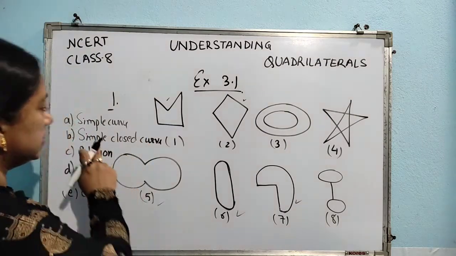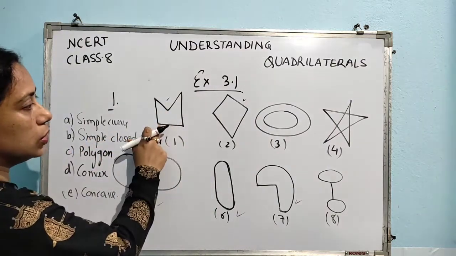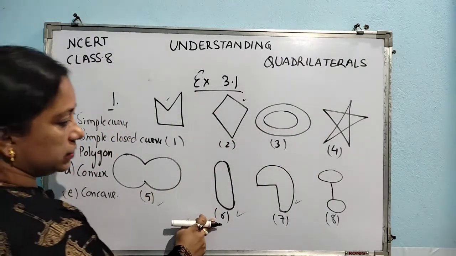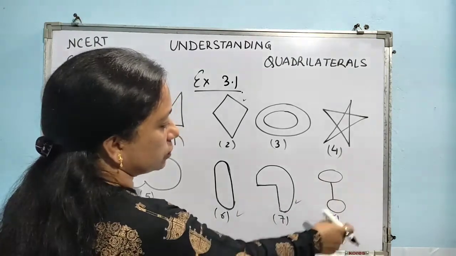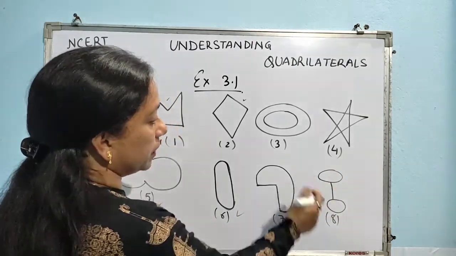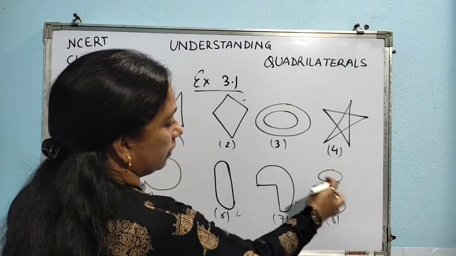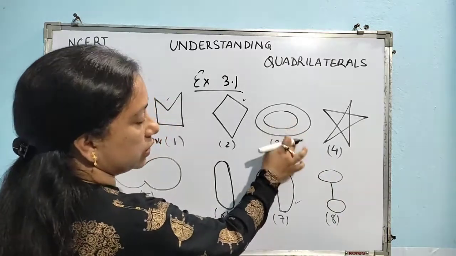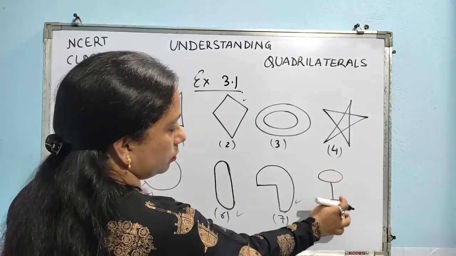It has to be simple as well as closed. So this is simple, it is closed also; it is simple, closed; it is also simple but closed; it is also simple but closed. Why is this figure not a simple curve? Because here you are not having one curve, you are having many curves. Here you are having two curves, that's why it is not considered a simple curve. Here also you are having these two curves, and again one more curve is there.